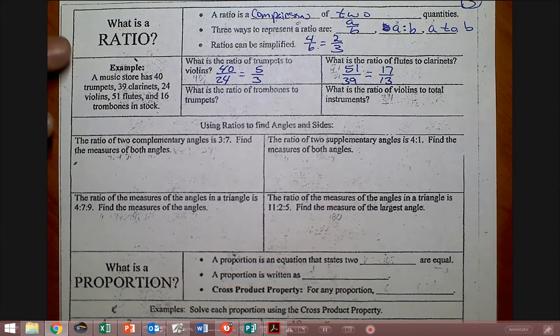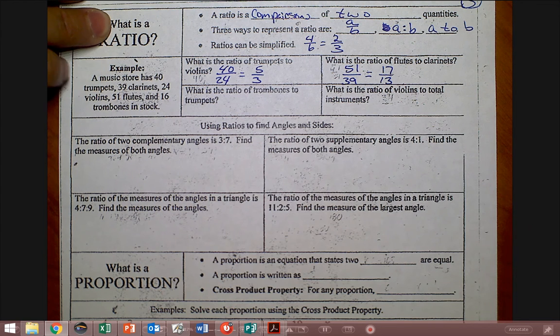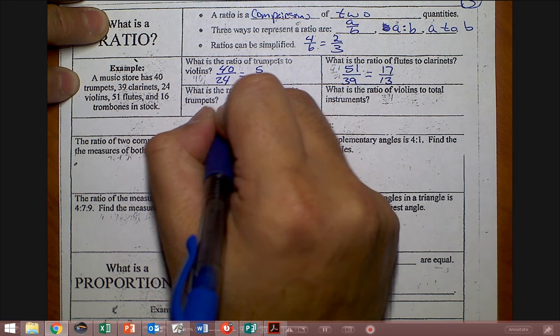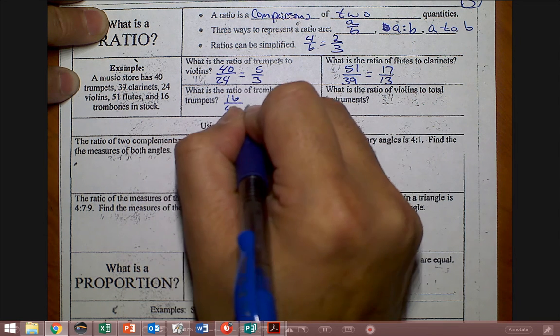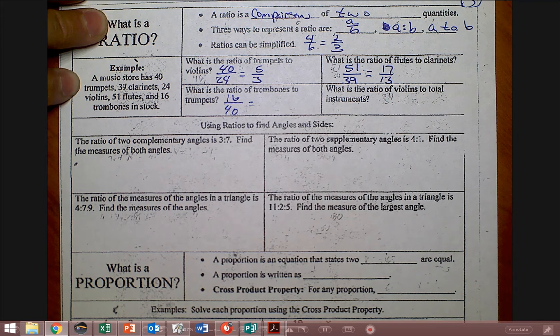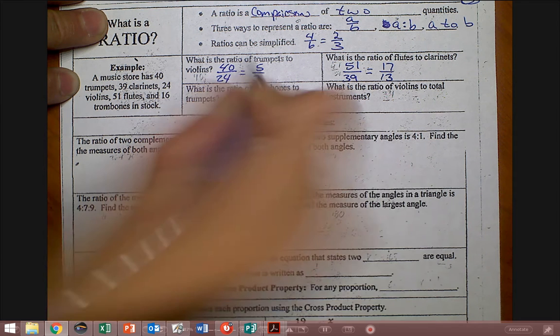All right, let's take a look. What is the ratio of trombones to trumpets? How many trombones do I have? 16. How many trumpets? 40. That reduces. 4 over 10. Does 4 over 10 reduce more? Yes. What do I get? 2 over 5. Very good. You guys are on a roll.